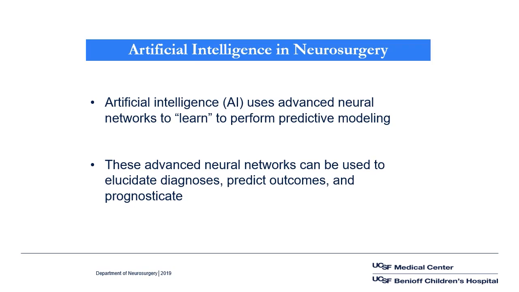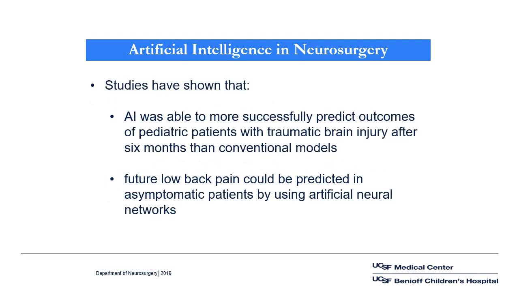Artificial intelligence has increasingly been used in neurosurgery to promote patient safety. Artificial intelligence uses advanced neural networks to learn to perform functions like predictive modeling. AI shows much promise in diagnosis, predictive modeling, and prognostication in neurosurgery. Studies have shown that AI was able to more successfully predict outcomes of pediatric patients with traumatic brain injury when compared to conventional models. In addition, another study showed that future low back pain could be predicted in asymptomatic patients by using artificial neural networks.